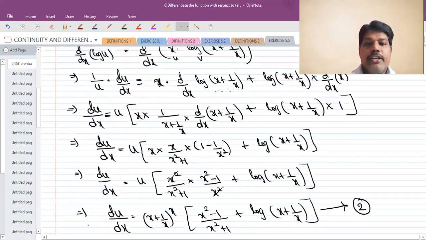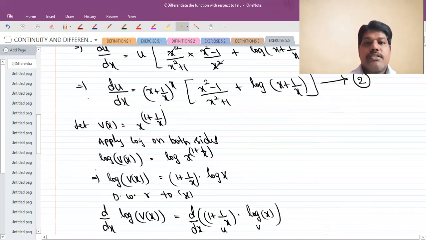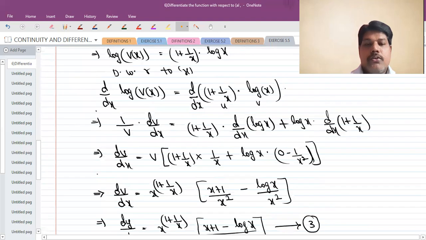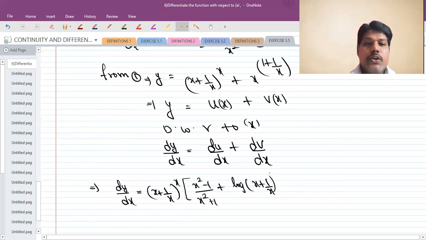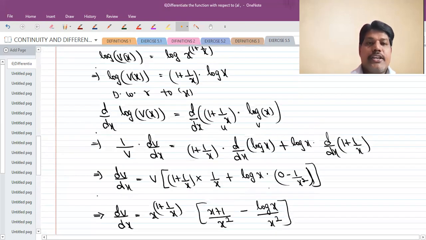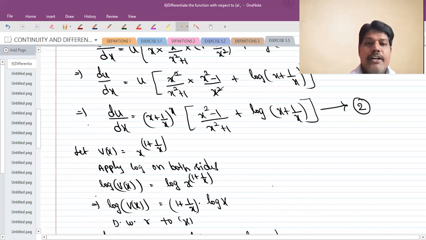What is the equation number 2? Du by dx is equal to x plus 1 by x whole power x into x square minus 1 by x square plus 1 log of x plus 1 by x. So what is the du by dx? X plus 1 by x whole power x into x square minus 1 by x square plus 1 plus log of x plus 1 by x. So this is the du by dx value.